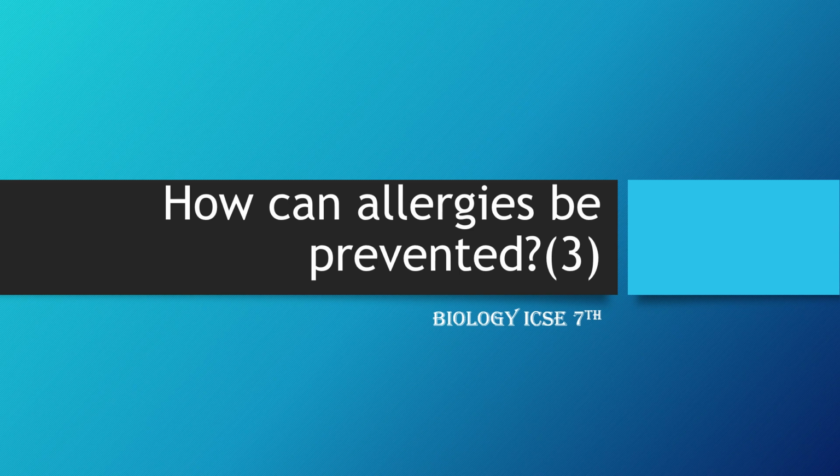So this is the third and the final part of the allergies lesson. We have already discussed the first two episodes: the entry routes of allergens, what are allergens, what is allergy, types of allergy, how an allergic reaction happens, the symptoms of allergies and some common types of allergies.